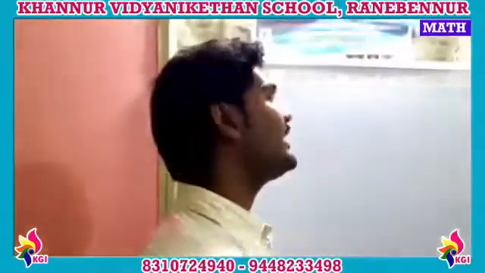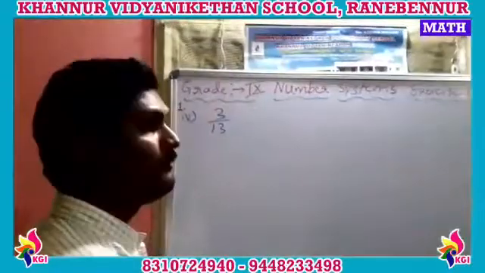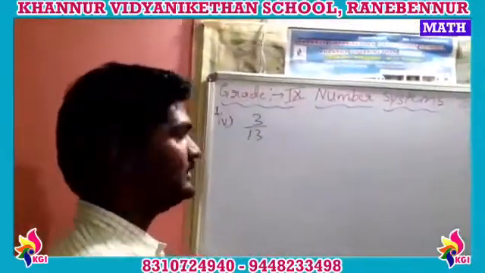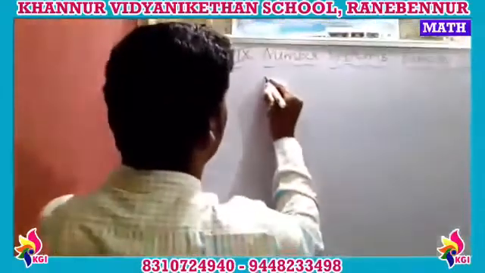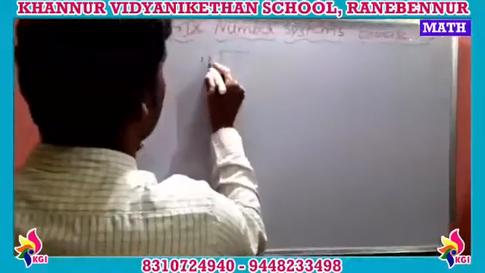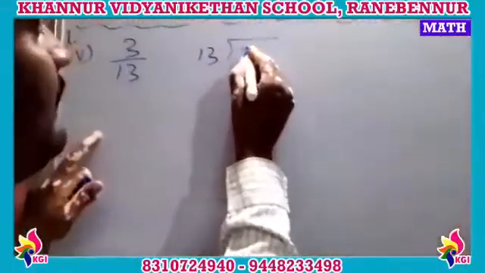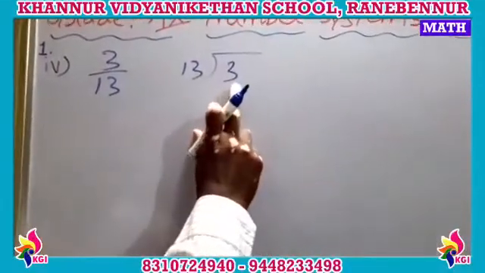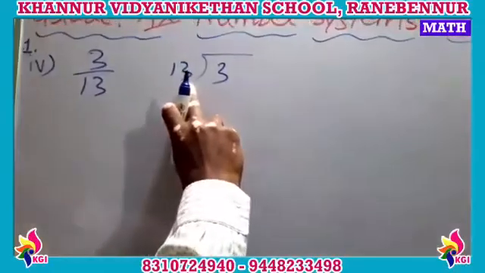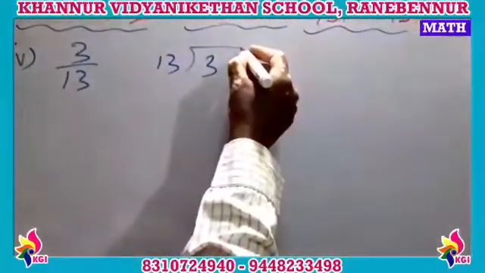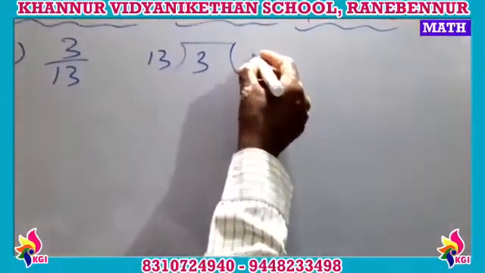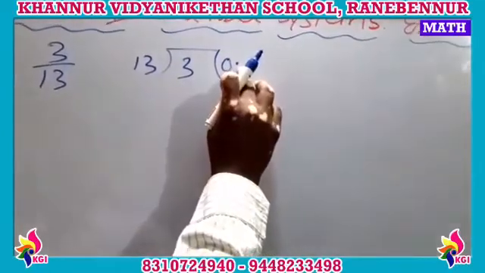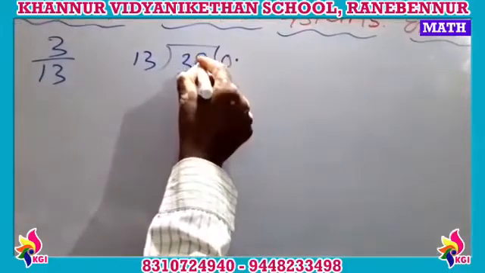Now we go for the fourth one. The fourth question is 3 divided by 13. Here 13 is the divisor and 3 is the dividend. Now 3 is smaller than 13, so what do we have to do? We need to put a decimal point. If nothing is there, we can take a 0. As you put a decimal point, we can take a 0 over here.